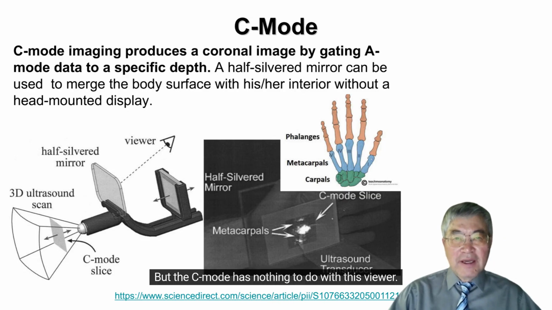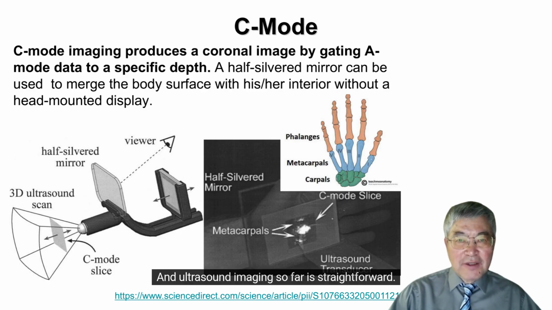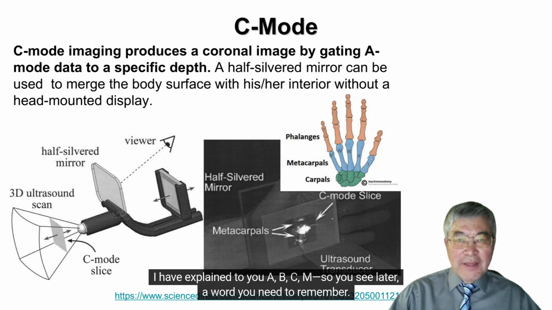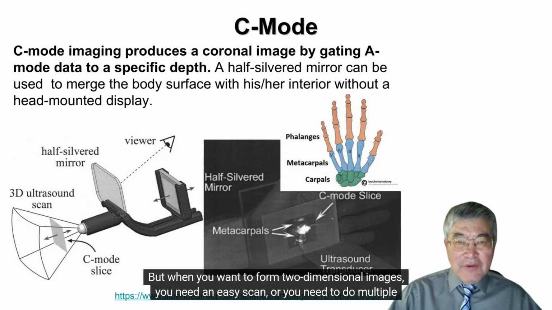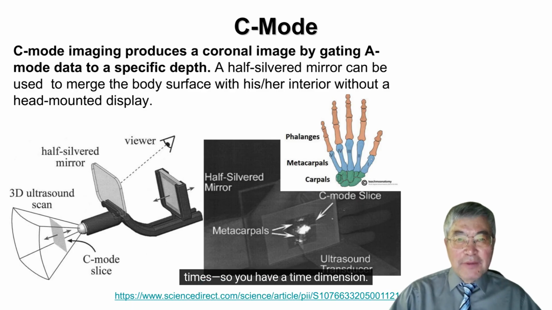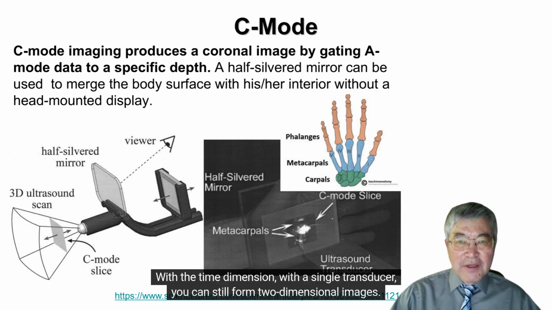But the C mode has nothing to do with this viewer. C mode can be understood only with this subfigure, so that's the idea. And ultrasound imaging so far is straightforward. I have explained to you A, B, C, M, so you see later a word you need to remember. Okay, this is a single crystal-based transducer that can be used to do all these kinds of things. But when you want to form two-dimensional images, you need to scan, or you need to do multiple times, so you have a time dimension. With the time dimension, with a single transducer, you can still form two-dimensional images.